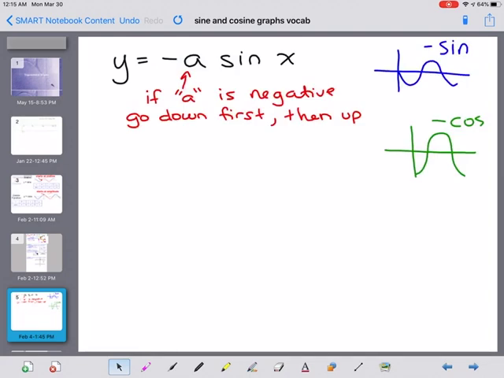Okay, an important point. If the a value is negative, so that's the a value right here, the graph goes down instead of going up at the beginning. So it still starts at the same place, but instead of going up first, it goes down first. Here, instead of starting up here, it's actually going to start down here because it's negative. So that's a negative sine or negative cosine. It looks just like sine and cosine, it's just flipped down.